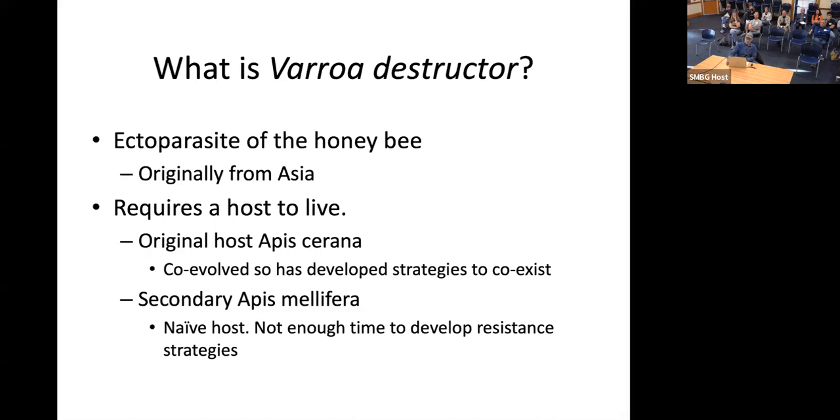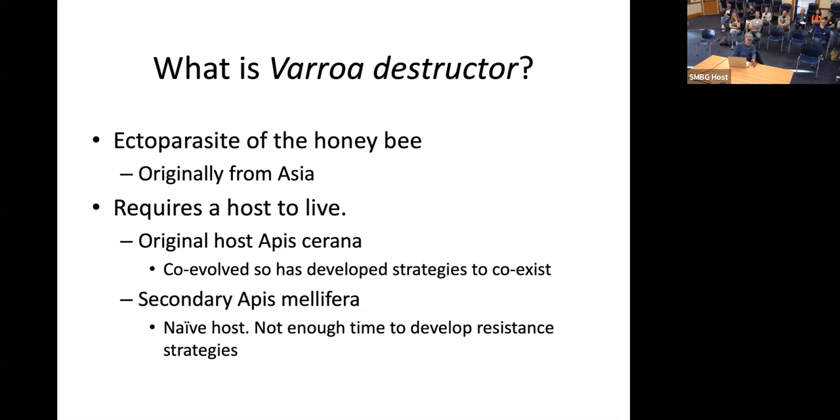Its original host was Apis cerana, which is a honeybee that's in Asia. They co-evolved. The Varroa mite and Apis cerana evolved together over the millennia. And so the cerana developed techniques in order to not be overrun and have the colonies die from the infestation. The secondary host is a naive host, and it's Apis mellifera.